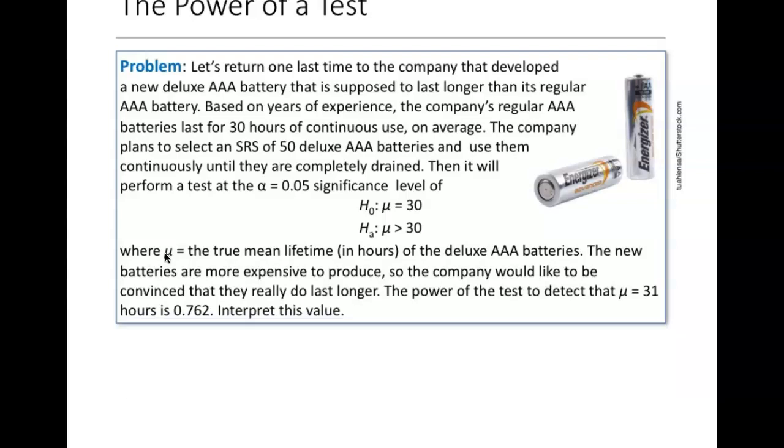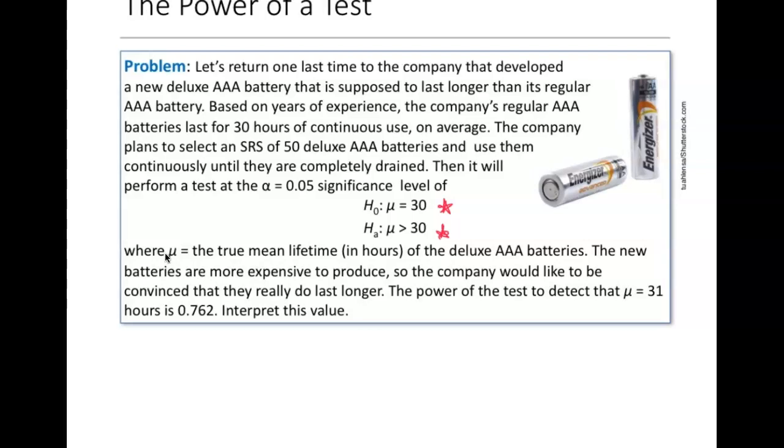And so if you want to interpret the power of a test, here's an example. We did this example about the lifespan of batteries, where we were conducting a test to say the mean lifespan is 30 hours and the alternative is that it's greater than 30 hours. So here they say the power of the test to detect that, let's pretend the true mean battery life is 31 hours. So it's not a very large effect size. The power of the test to detect that will be 0.762.